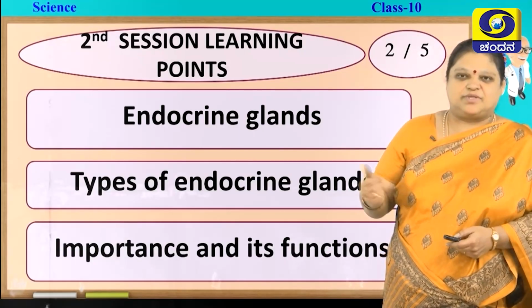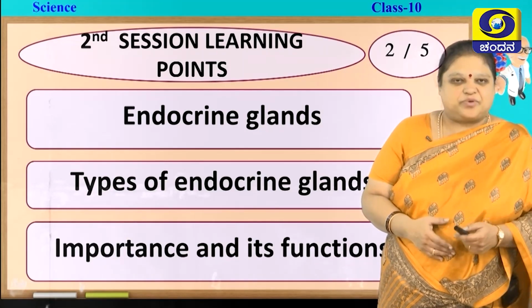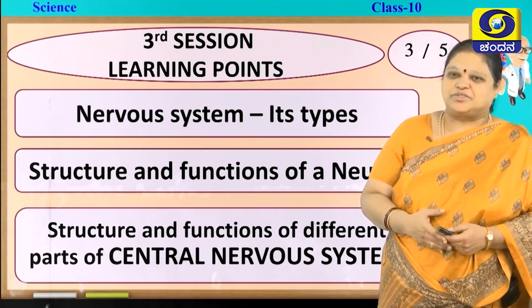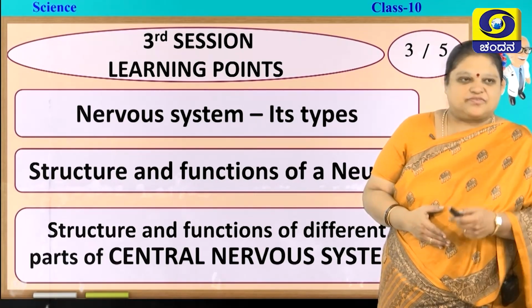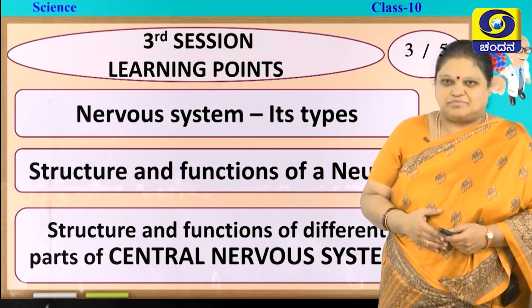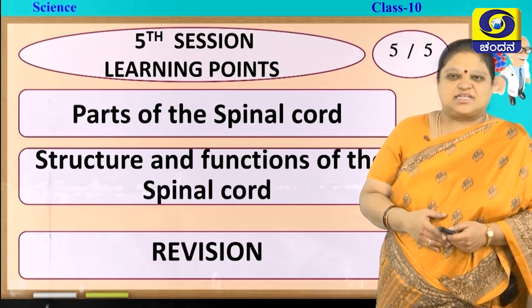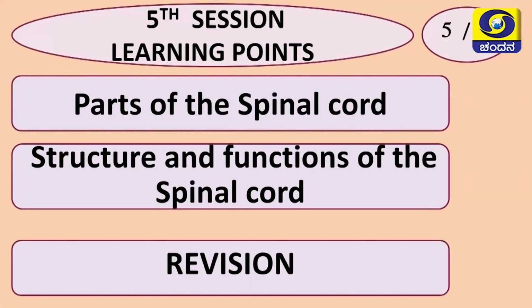In the second session we will be studying about endocrine glands, types of endocrine glands and their importance and functions. Third session we will be studying about nervous tissue, its types, structure and functions of a neuron, structure and functions of different parts of central nervous system. In the fourth session, we will be studying about parts of the brain, structure and functions of the brain, and also how to draw a brain. Next, in the fifth session, we will be studying about parts of the spinal cord, structure and functions of the spinal cord, and finally, the most important of all, revision.